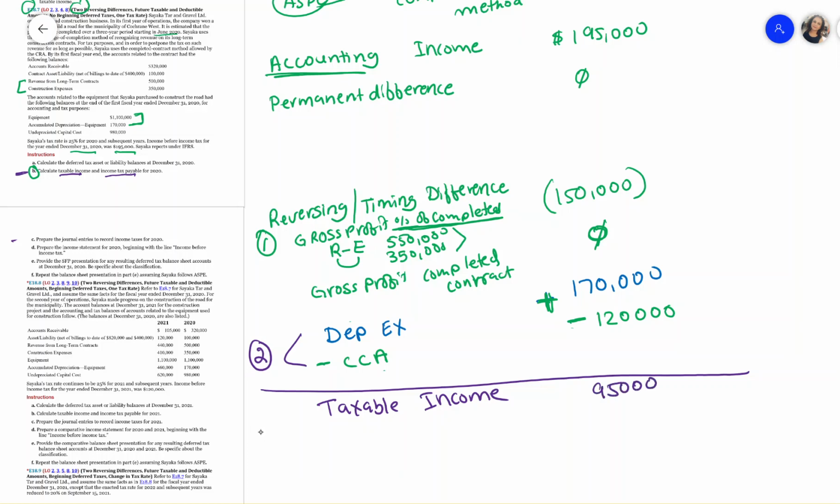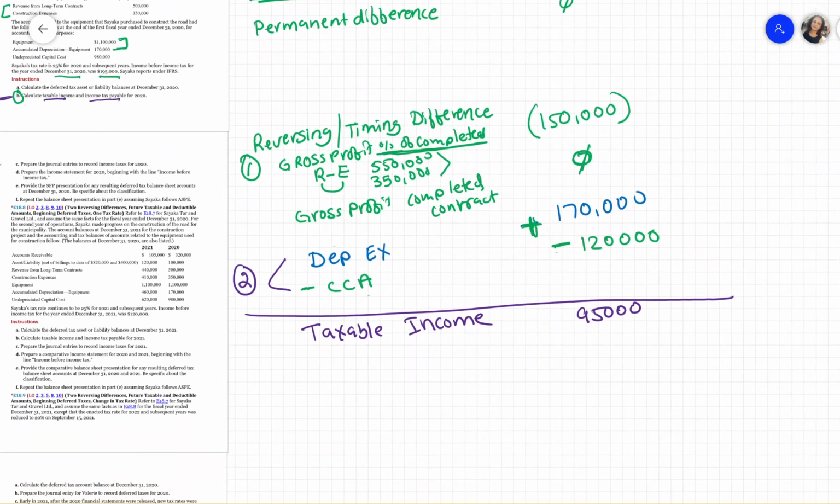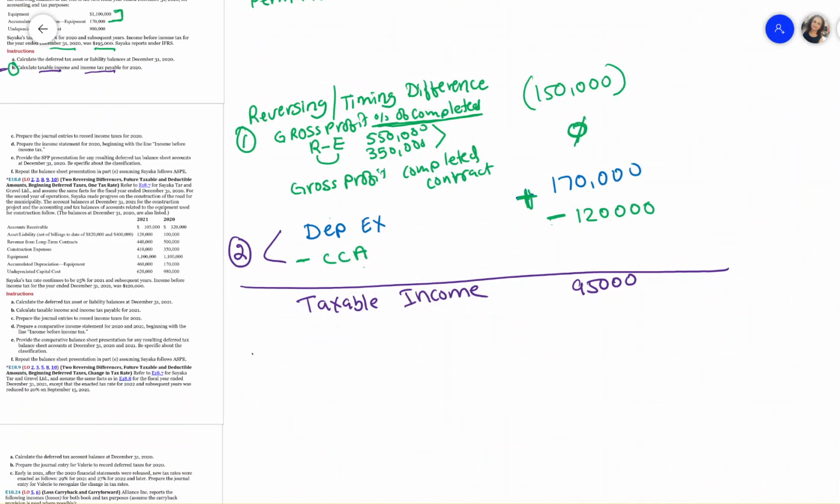And the first entry: they're saying prepare the journal entry. So let's prepare our journal entries. The journal entry stays the same. How I do the journal entry: the first entry is your current income tax expense, and then income tax payable.